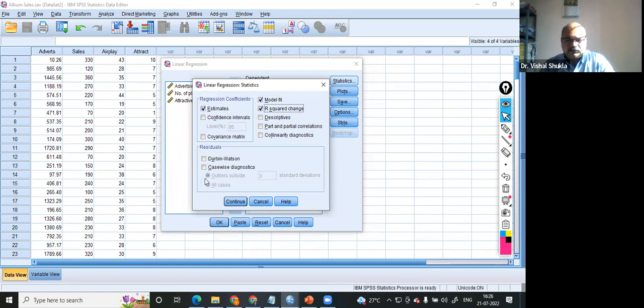So R square change. Autocorrelation of residuals is normally a problem in time series data, but here also we are predicting the future. So the present value and the future value should not be correlated. For the sake of that, we will put Durbin Watson for autocorrelation, and collinearity diagnostics for multicollinearity.